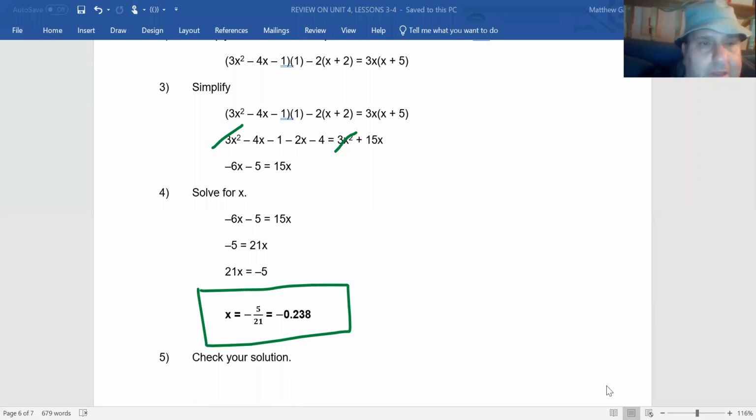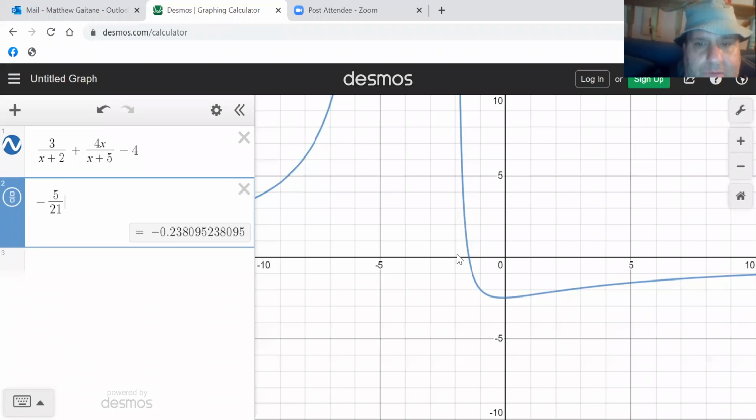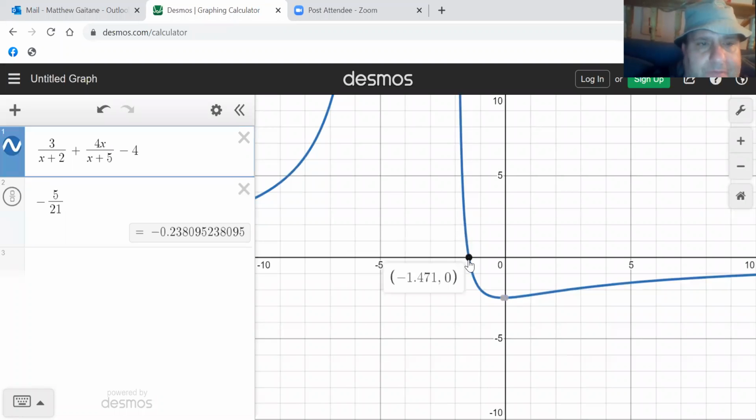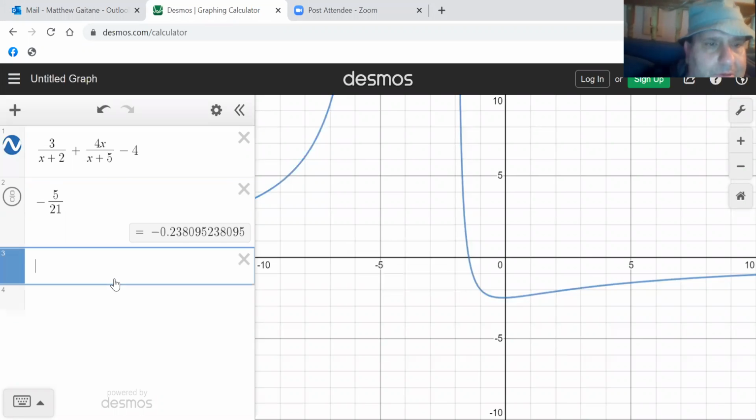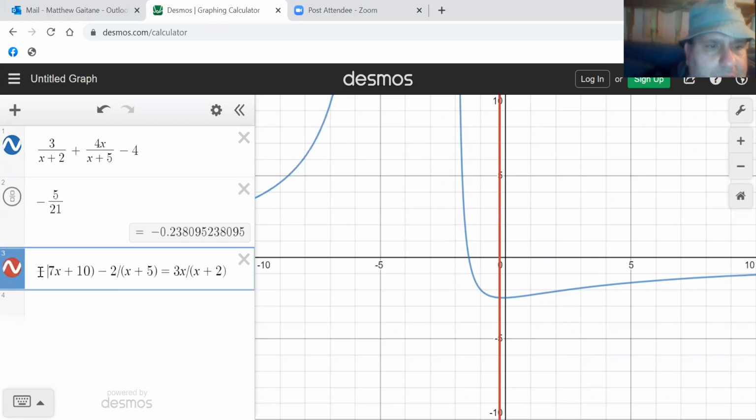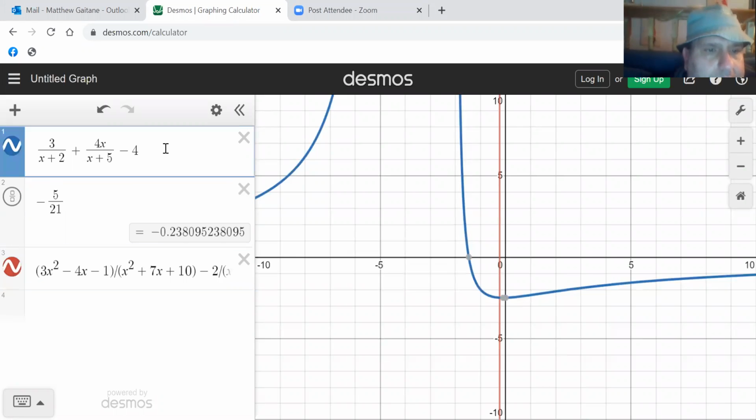okay, I have it ready. I should have it ready. Yes, negative 5 over 21. So this is the function. Oh, I didn't type the function in here. Okay, I could just adjust that right now. Okay, so I'm going to have to type this in. Just bear with me. Should have had this prepared.